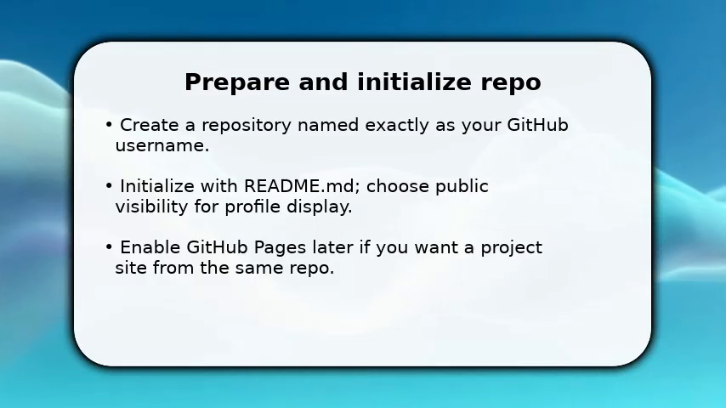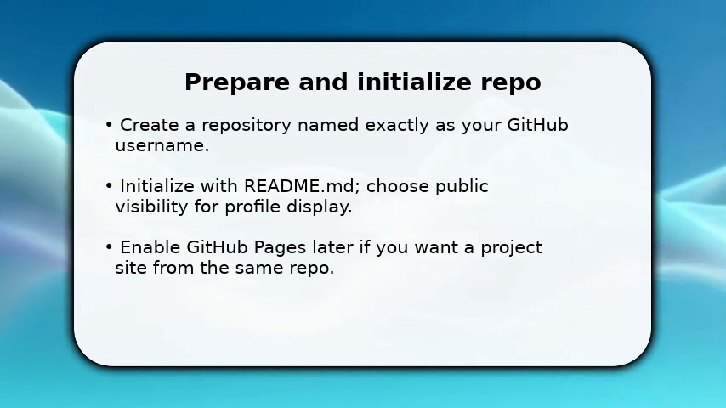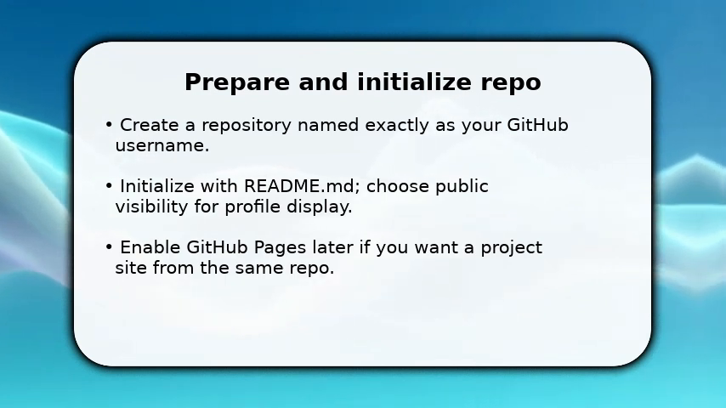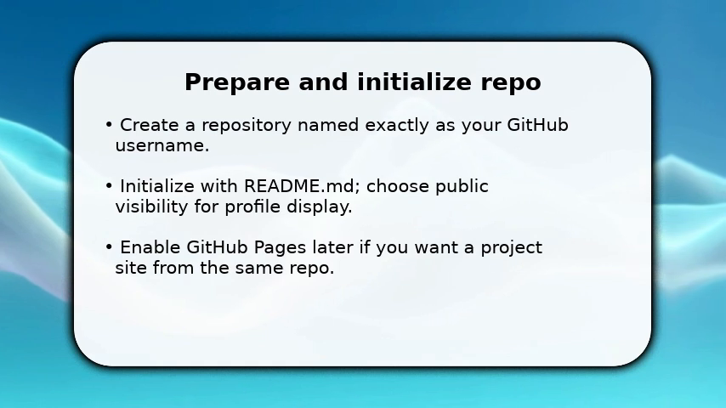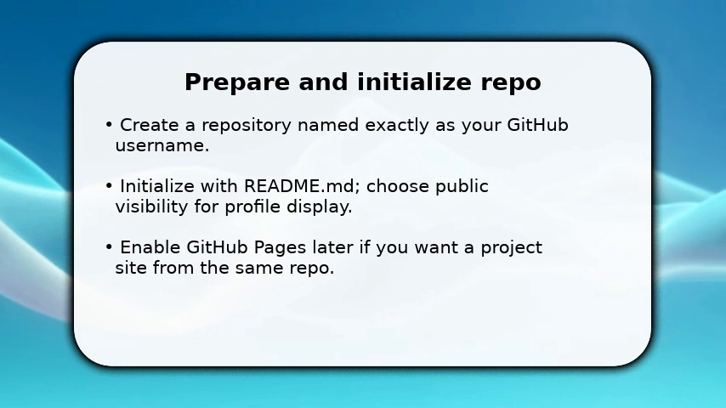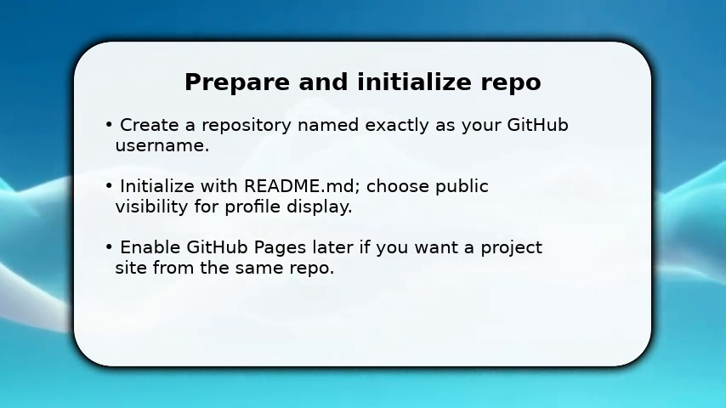You start by creating the profile repository with your exact GitHub username. This is the trigger that makes the README appear on your profile. Once created, initialize it with a README.md file and commit immediately. Make sure the repo is public so GitHub can surface the page. If you plan to host a page too, enable GitHub Pages after the initial commit.